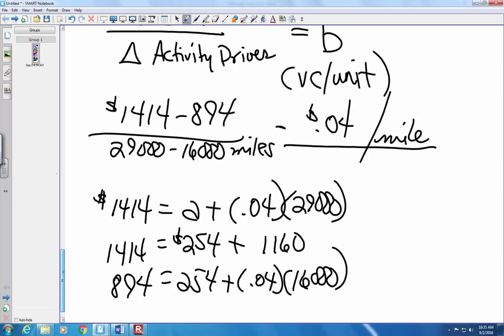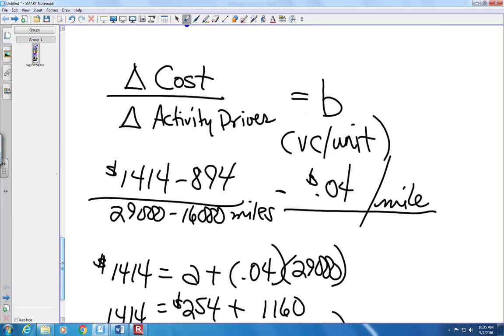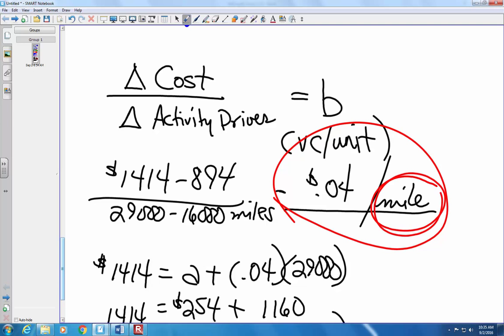The other thing I want to point out here is that when I ask for the variable cost component of a mixed cost, you've got to tell me per what? Because otherwise it's irrelevant. 4 cents what? 4 cents per mile, 4 cents per kilowatt hour, 4 cents per unit. Okay, so now we know we have to identify the activity cost driver, right? Good. Wow, you guys are catching on quickly.